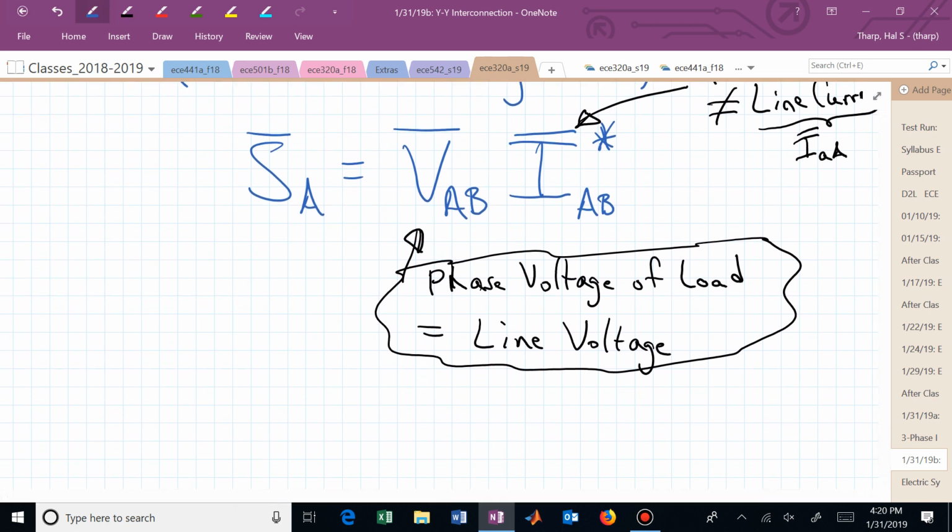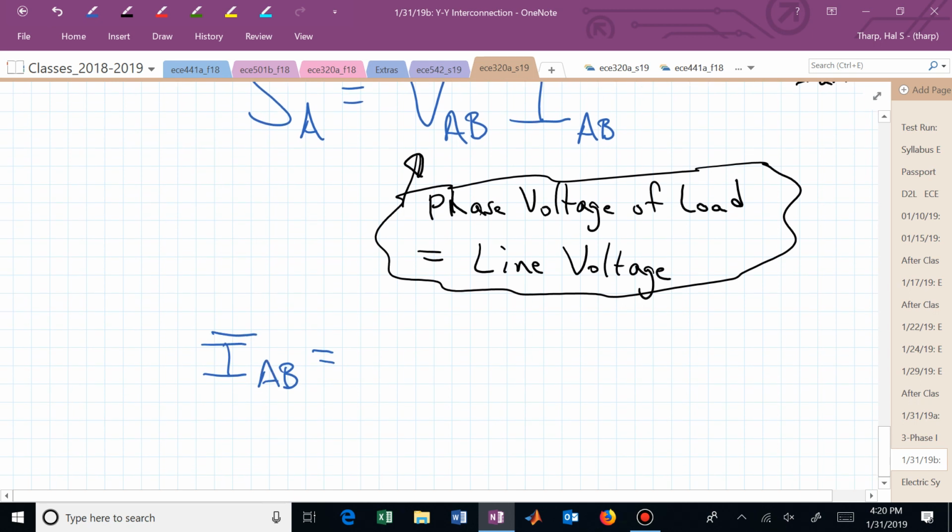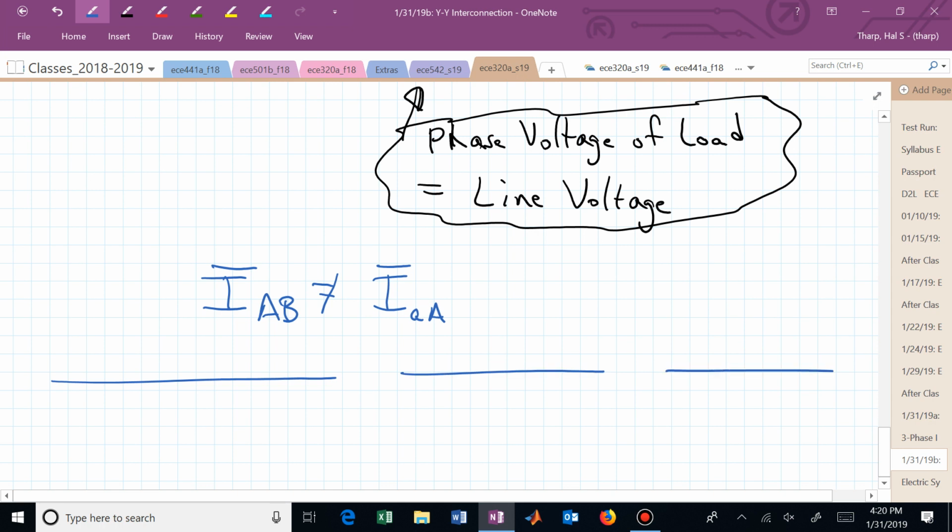And here, I hope that you can see that the A phase load current is not the same as the line current. Depending on how your load is interconnected will impact which voltage you use and which current you use. So you just can't say, tell me the line voltage, tell me the line current. You have to understand what interconnection you have and how to use that information.